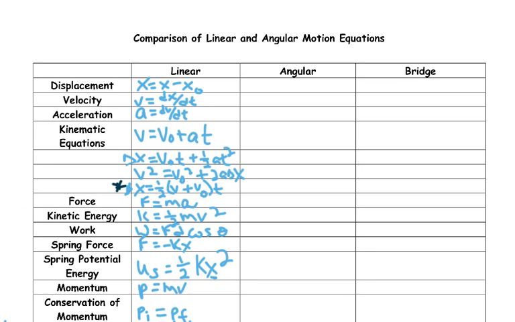Okay, so let's talk about the angular equations that go along with these, or the angular analogs. For displacement, this should have a delta in front of it. For displacement, we use theta, and it's just the final theta minus the initial theta, okay? That is angular displacement. Angular velocity, we use omega, and it's equal to the derivative of the angular displacement, which is theta, with respect to time.